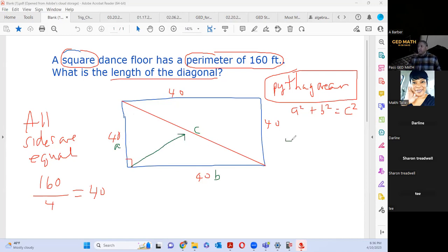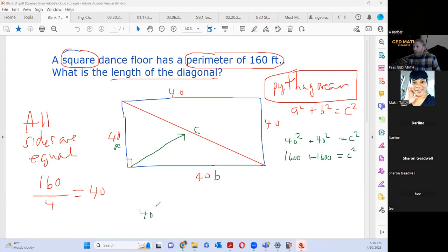We got 80. No, not 80. What does a squared mean? You gotta square it, which is 40 times 40. 40 times 40 is not 80. 40 squared is 1600.